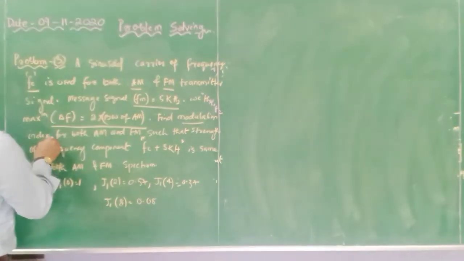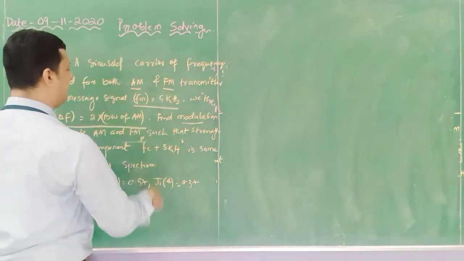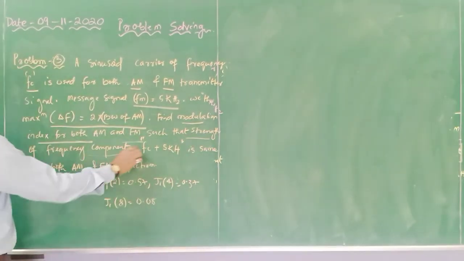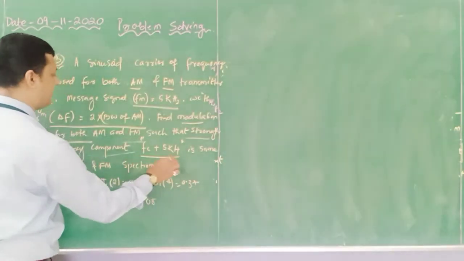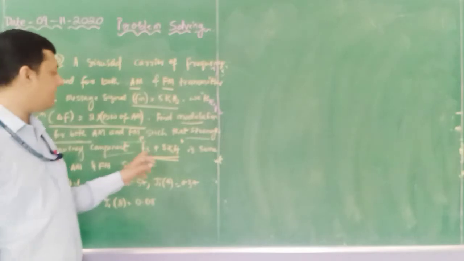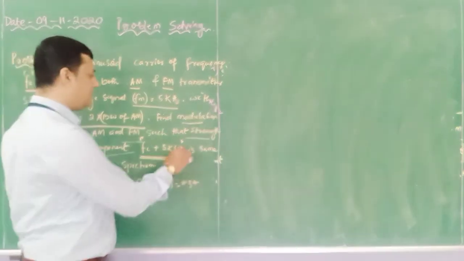Find the modulation index for both AM and FM signals such that the strength of the frequency component, this is the strength, means the frequency component when it is Fc plus 5 kHz.